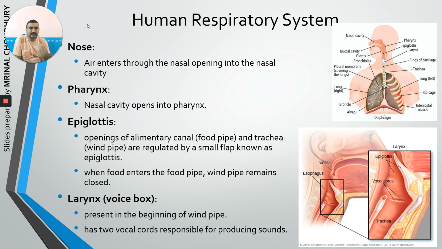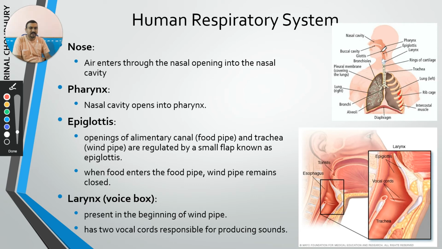However, our nasal passage has some hairs which will filter the air, and the larger dust particles, etc., if anything is present, are filtered. Then through that nasal cavity, the air directly reaches an area which is known as the pharynx.